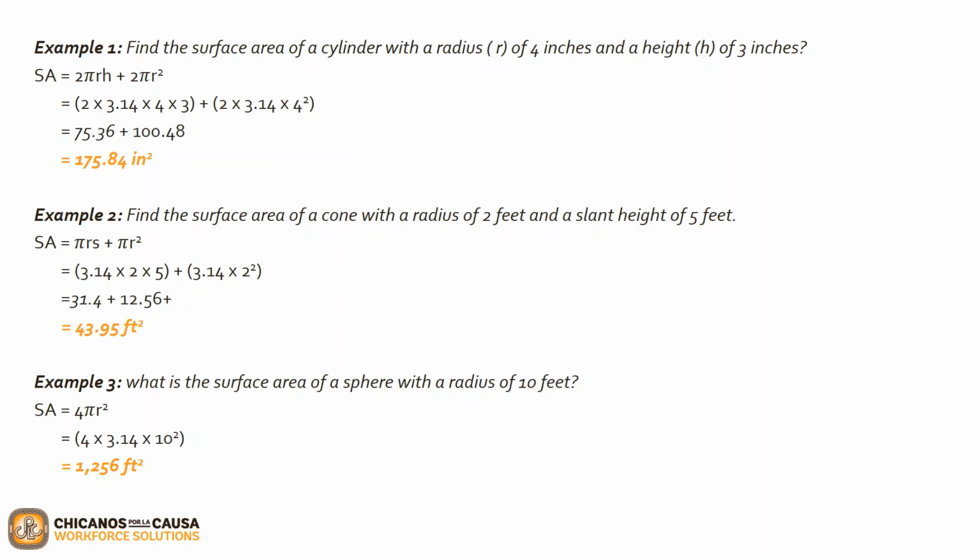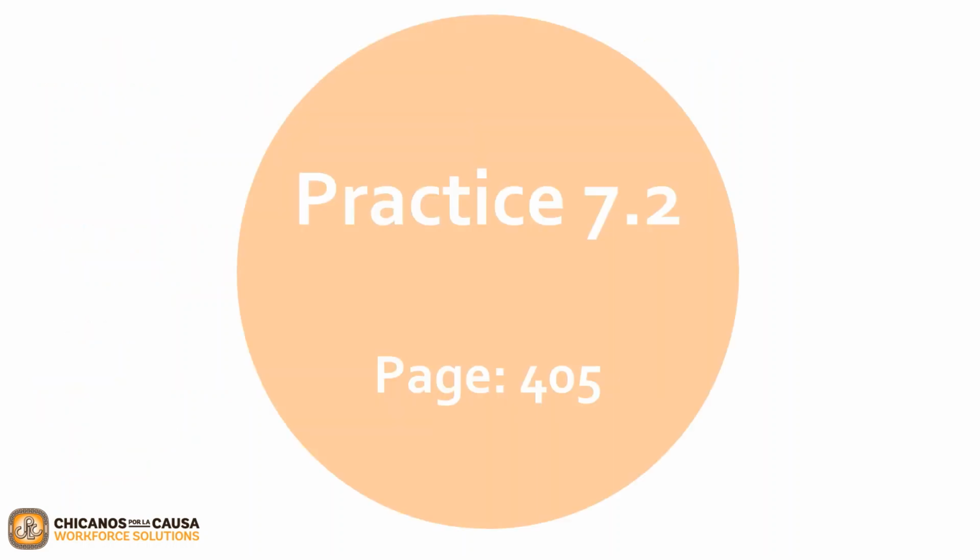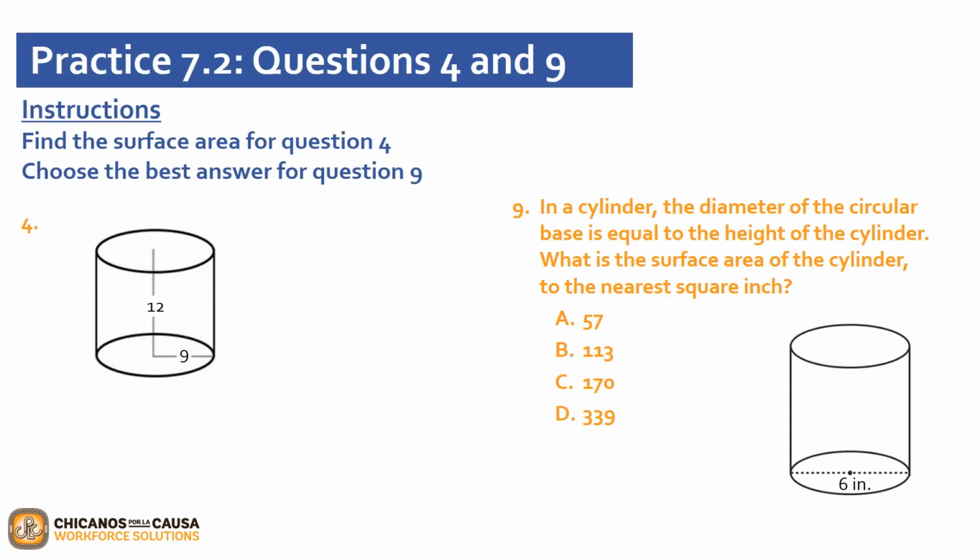Let's move on to practice 7.2 found on page 455. So for practice 7.2, we are going to complete questions 4 and 9. For question 4, you're going to find the surface area. And for question 9, you're going to choose the best answer. So take a few minutes to complete questions 4 and 9, and when you are ready to continue, press play.